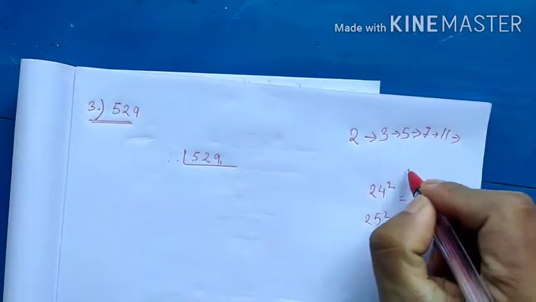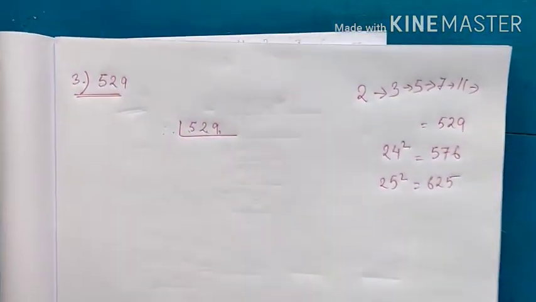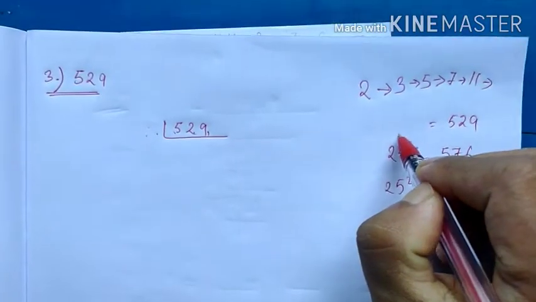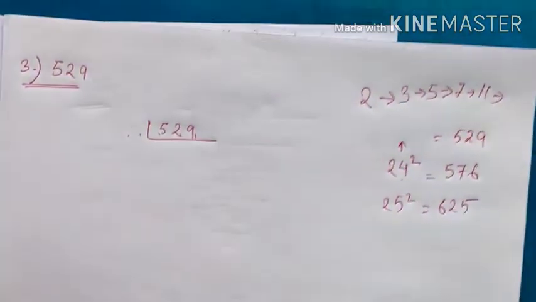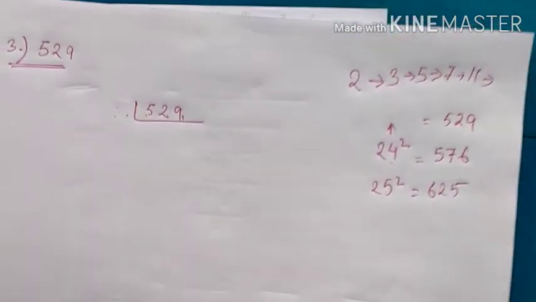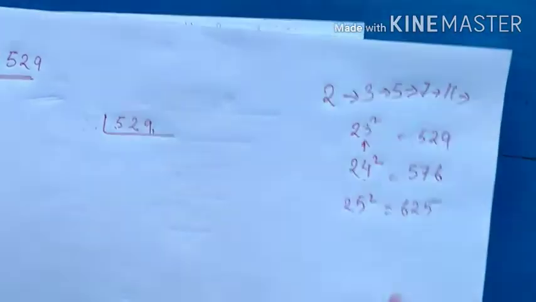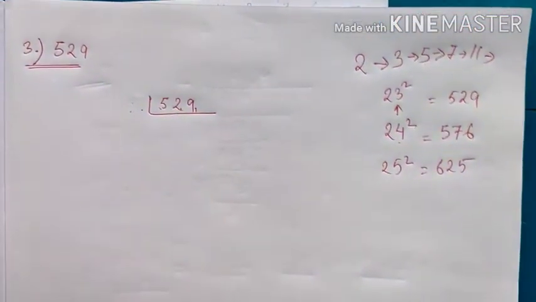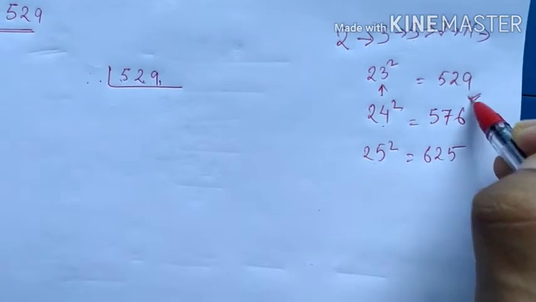Now, for 529, we must look for the prime number, right? So what is the number just below 24? It is 23. And is 23 a prime number or not? Yes, obviously it is a prime number. So now let us check what 23 square will give me. It means multiply 23 into 23. If you do that, I will not do it here, you will get 529.